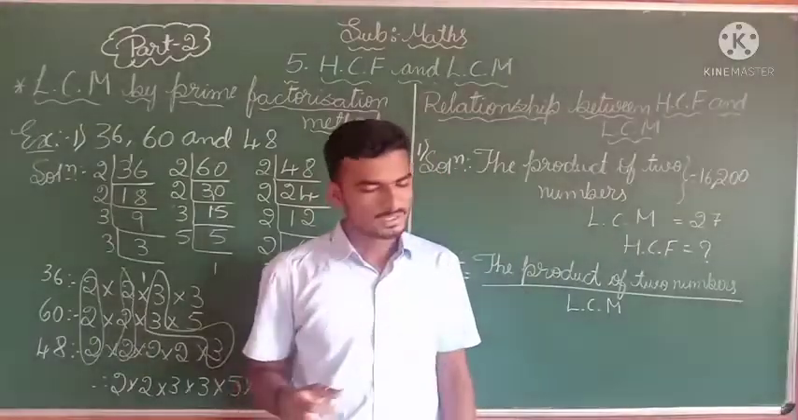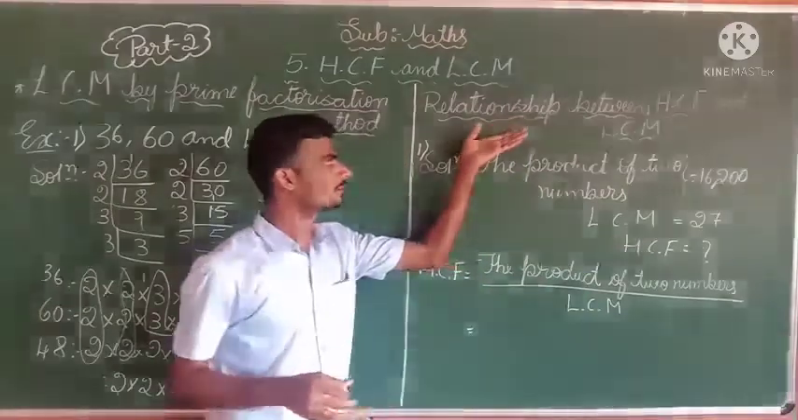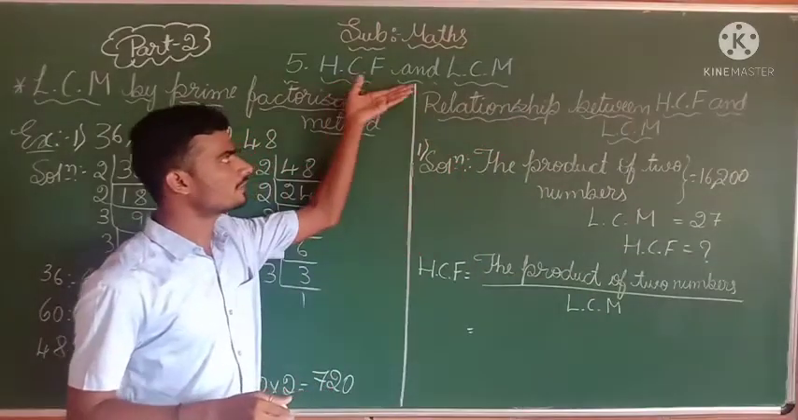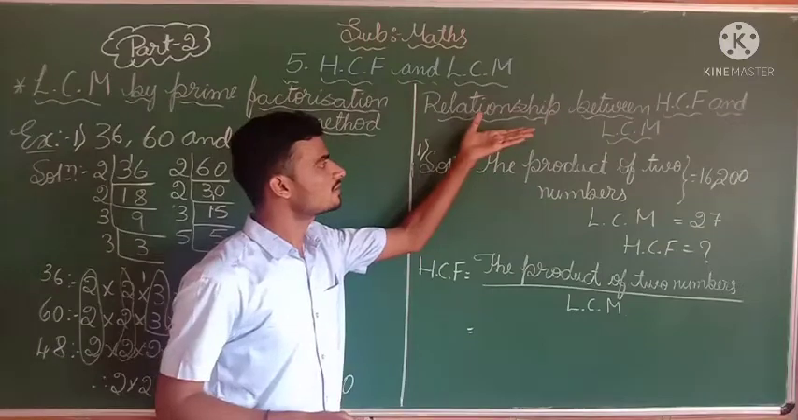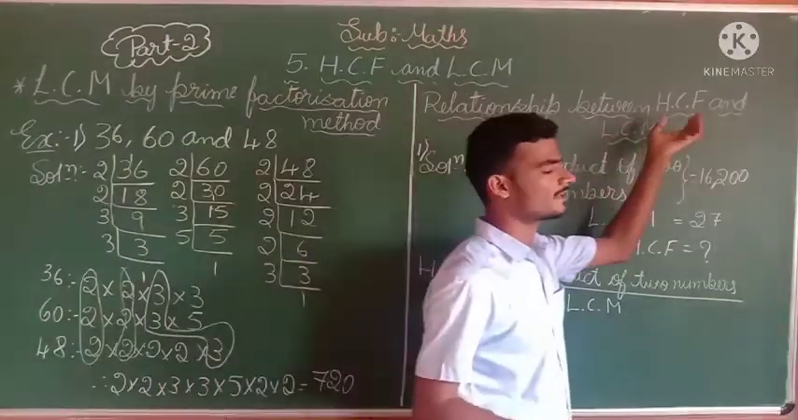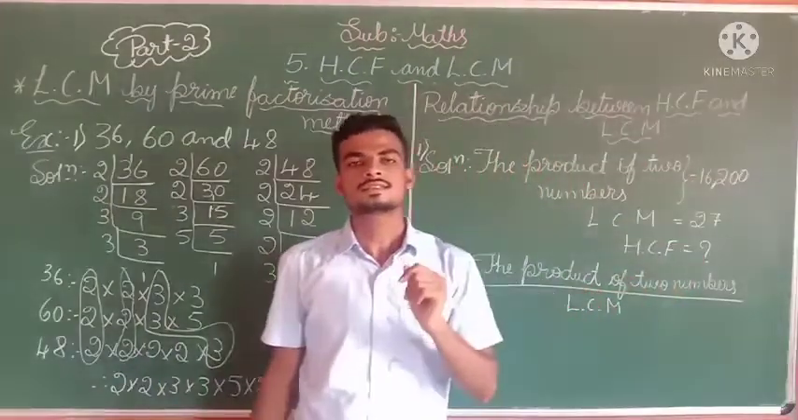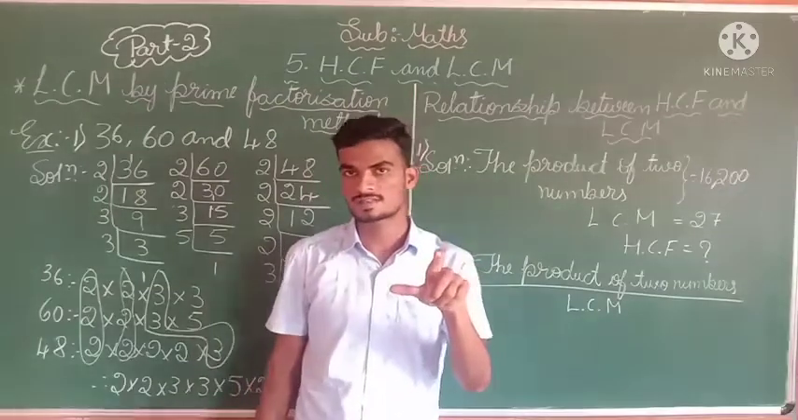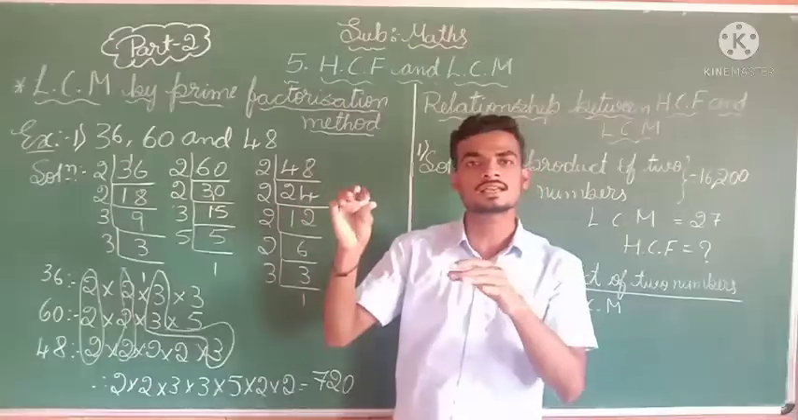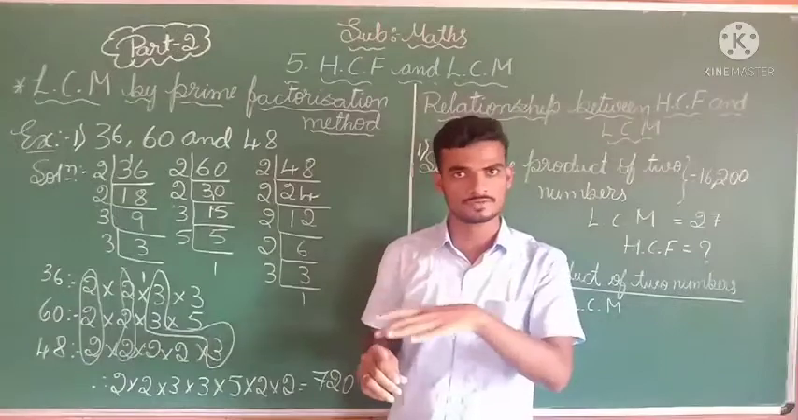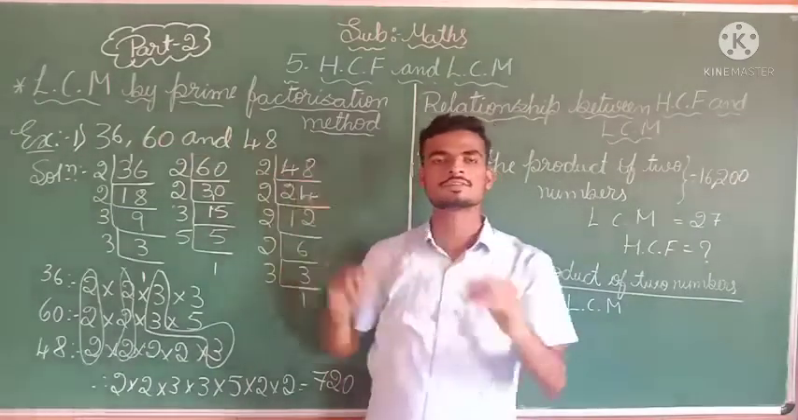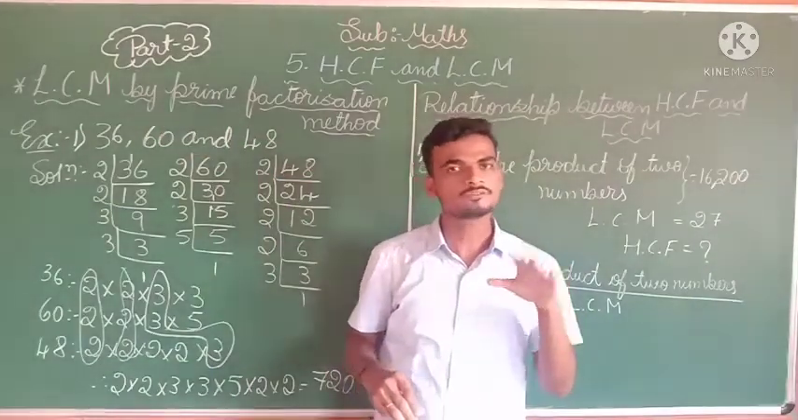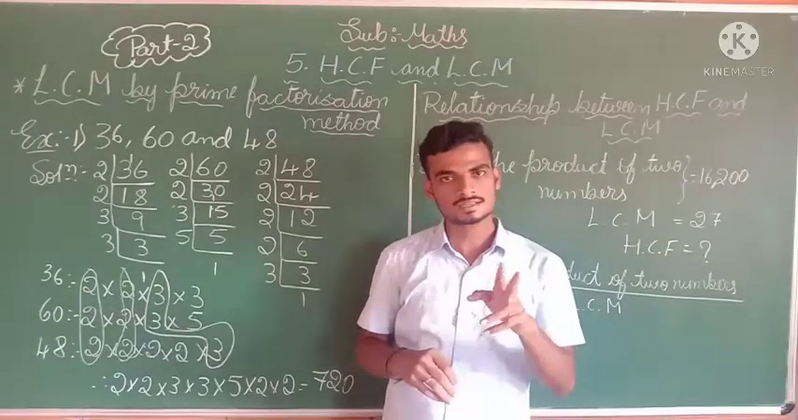Next, one more last topic we will discuss in this chapter, HCF and LCM, that is the relationship between HCF and LCM. Here we will see some of the relationships. In HCF we find the highest common factor. Then in LCM we find the lowest common multiple. This is the difference.